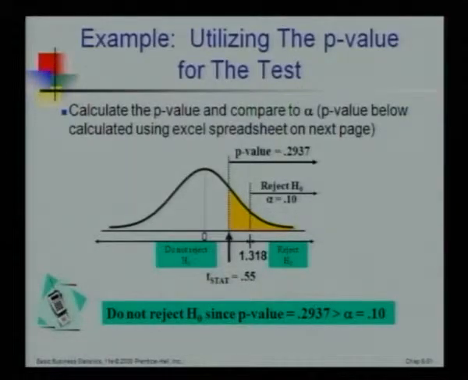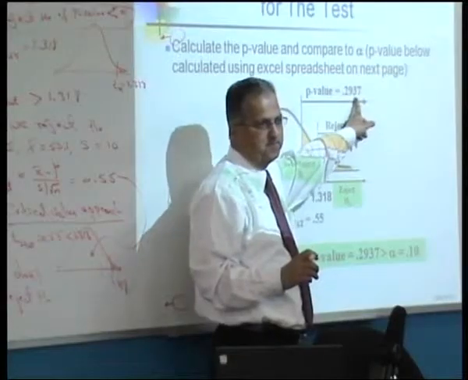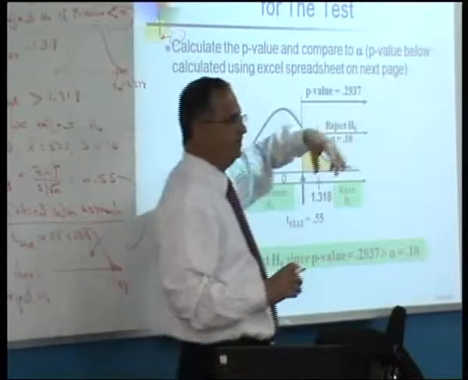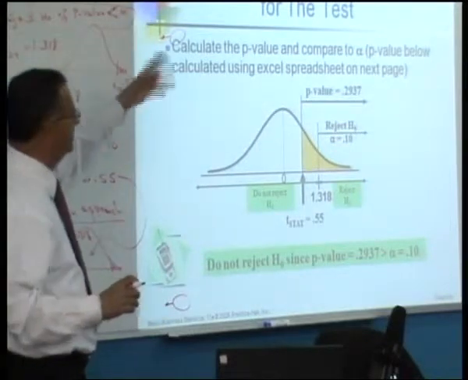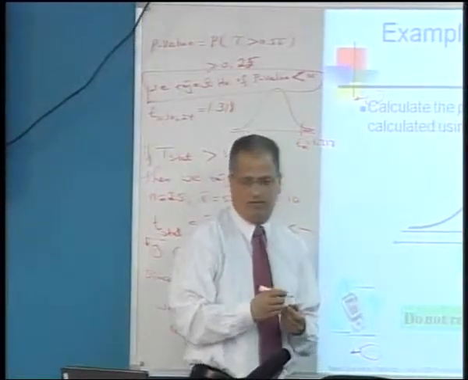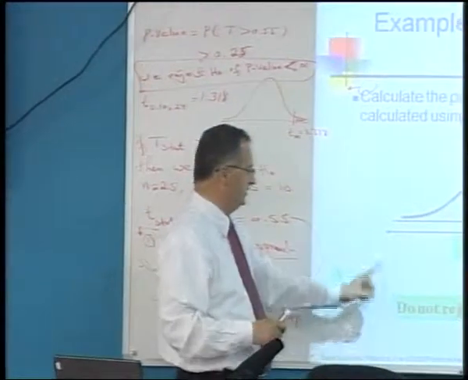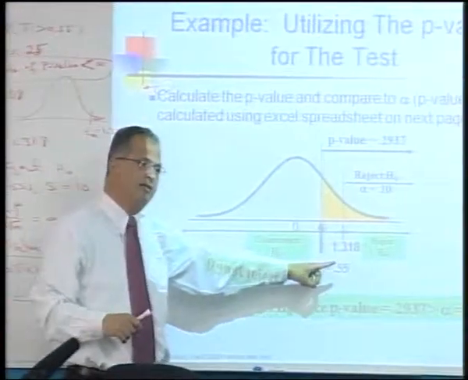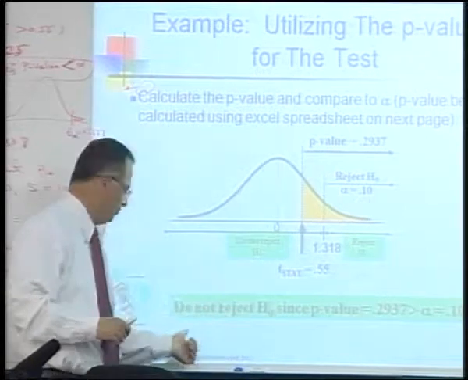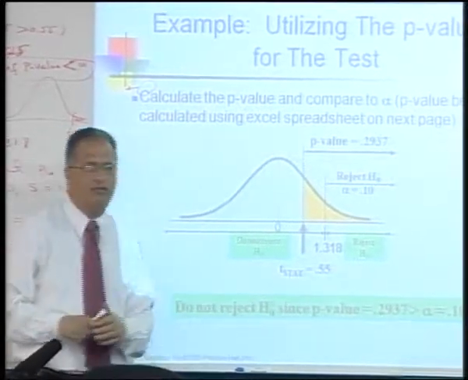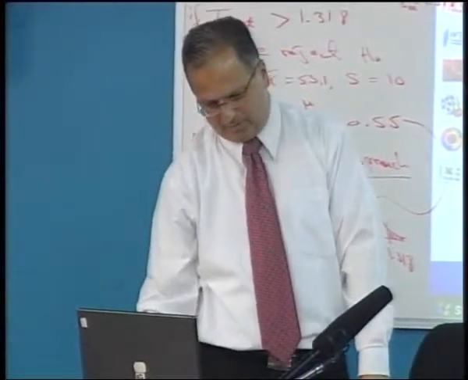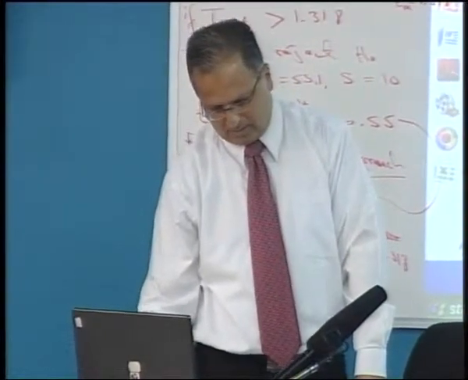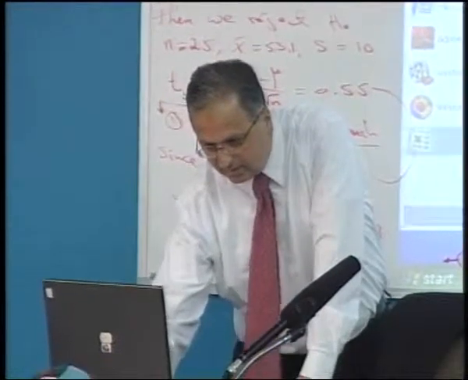Now, the exact p-value is 0.2937. The t-table gives this result as greater than 25%. The exact is 0.2937. Again, since my p-value is above 10%, we don't reject the null hypothesis. Now let's see how we can use Excel to find the exact p-value.